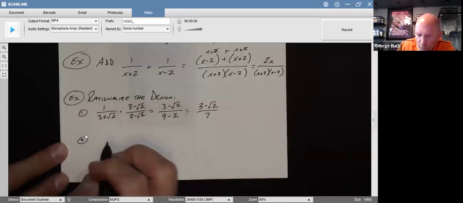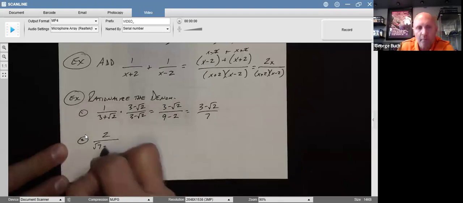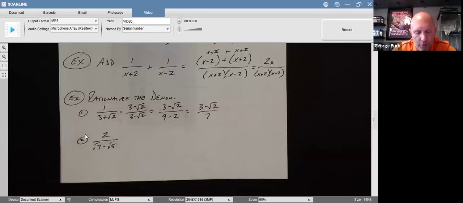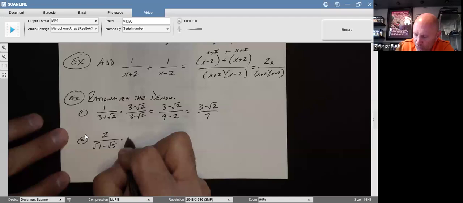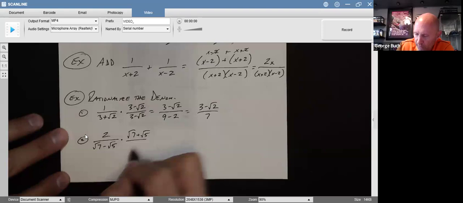What if I have 2 over square root of 7 minus square root of 5? Uh-oh, 2 radicals. So what? We're still going to do the same thing, right? We're going to still multiply by the conjugate, which is now root 7 plus root 5, root 7 plus root 5.